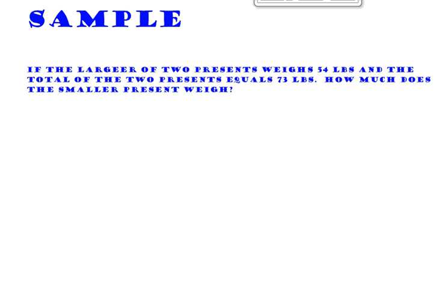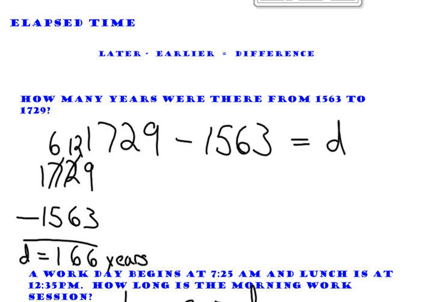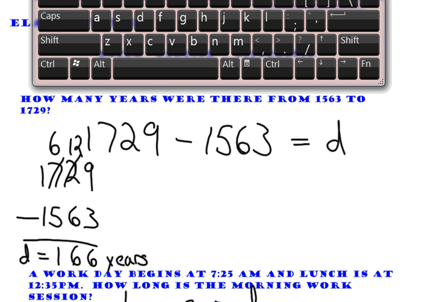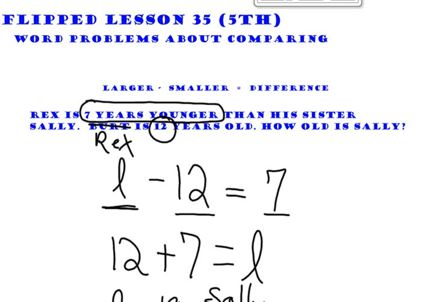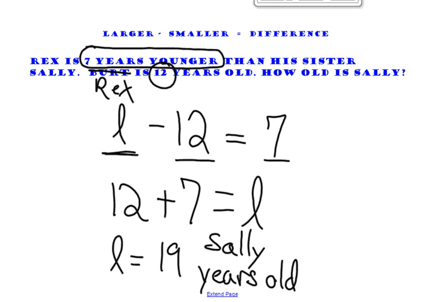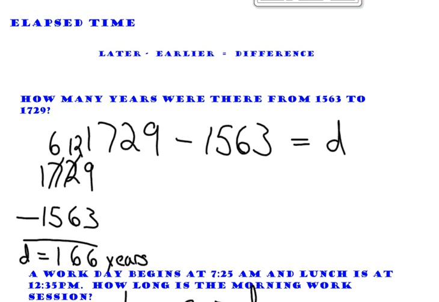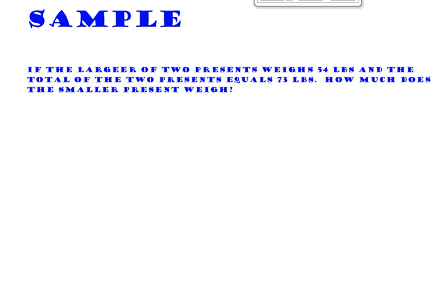All right, so we have these different ideas, right? Larger minus smaller equals a difference, and then later minus earlier equals a difference. And so I'll leave you with a sample problem working with these two new formulas. Make sure you write an equation first, and then solve, and then write your answer. All right, that is lesson 35.